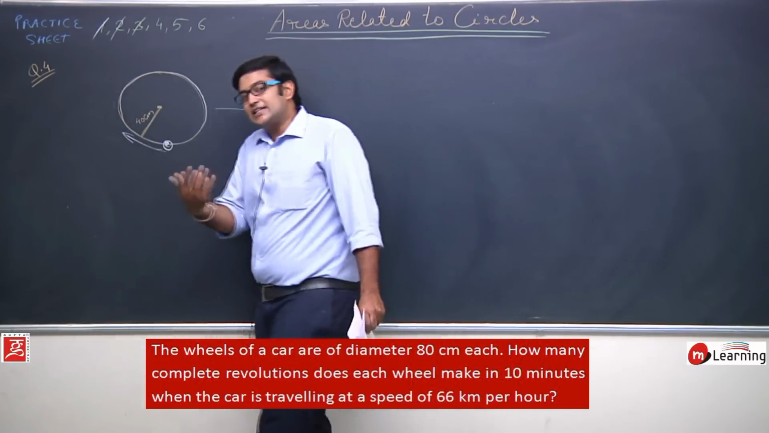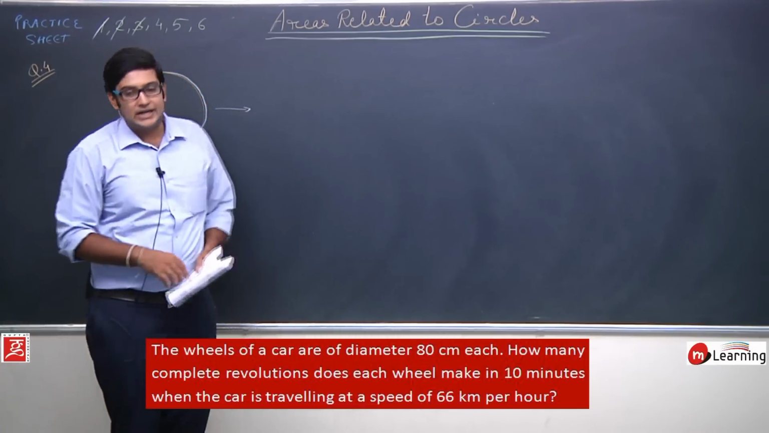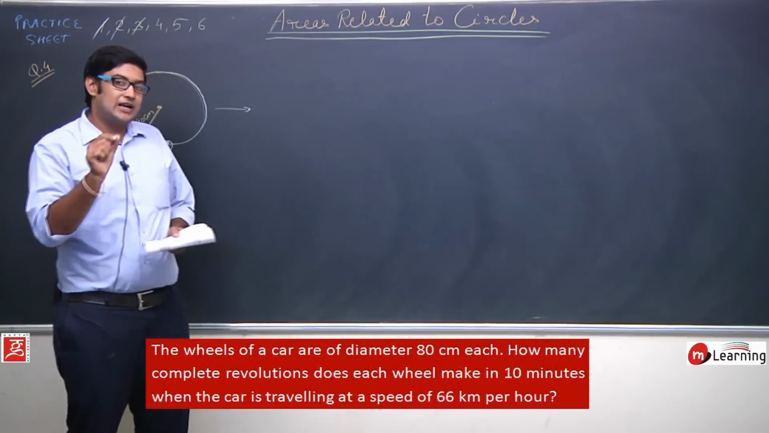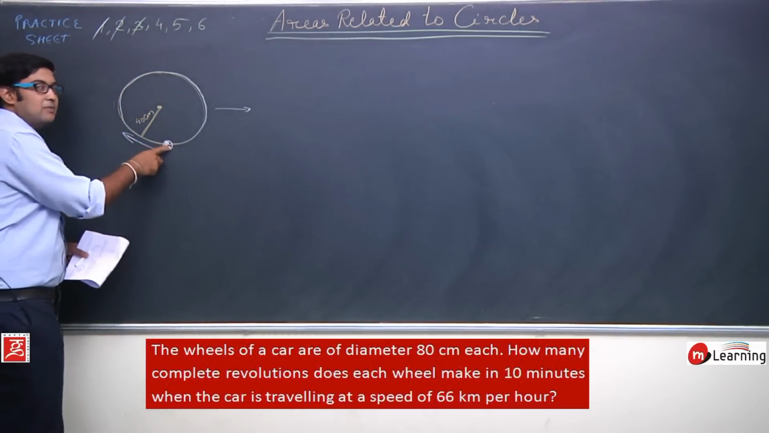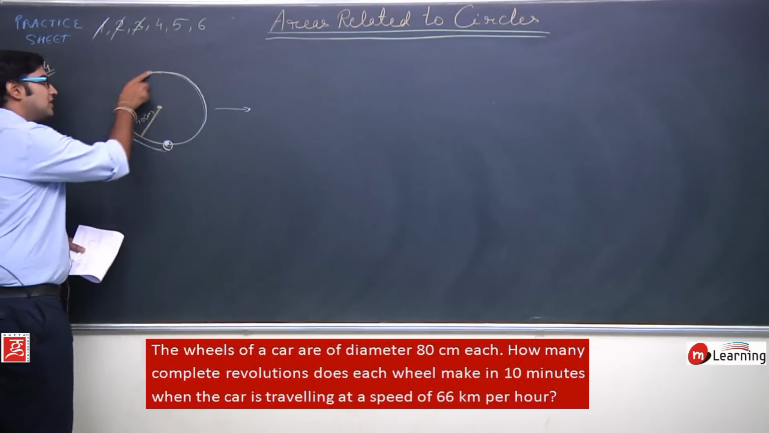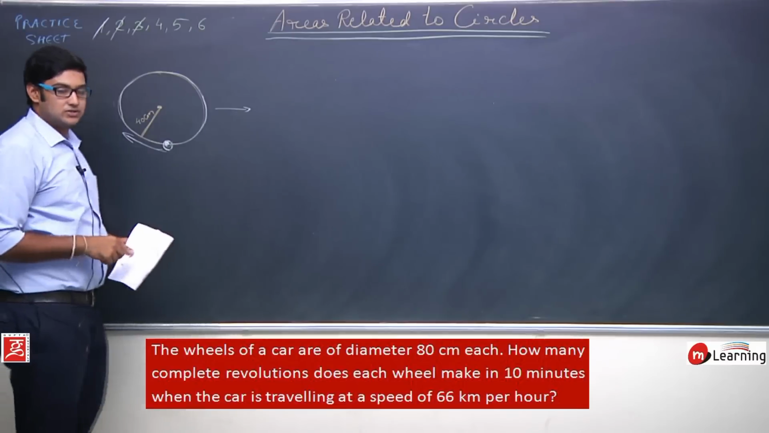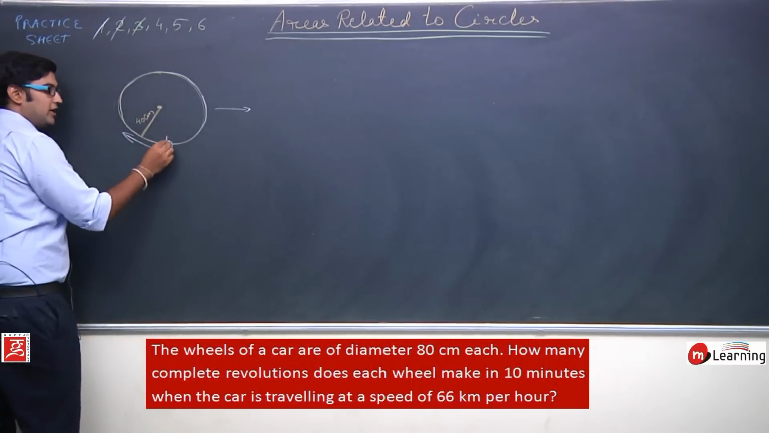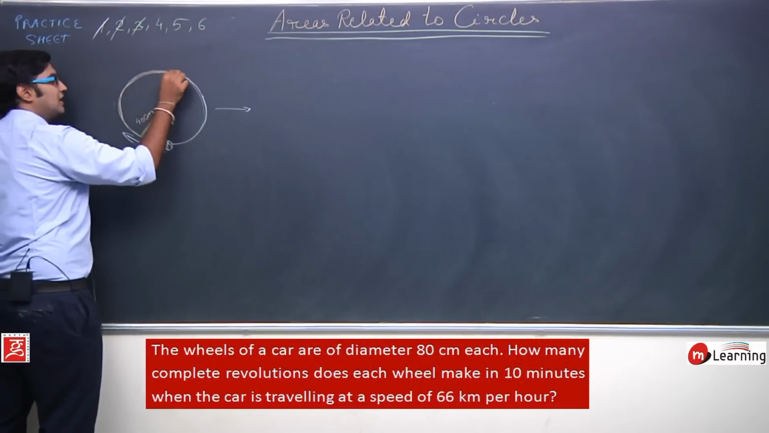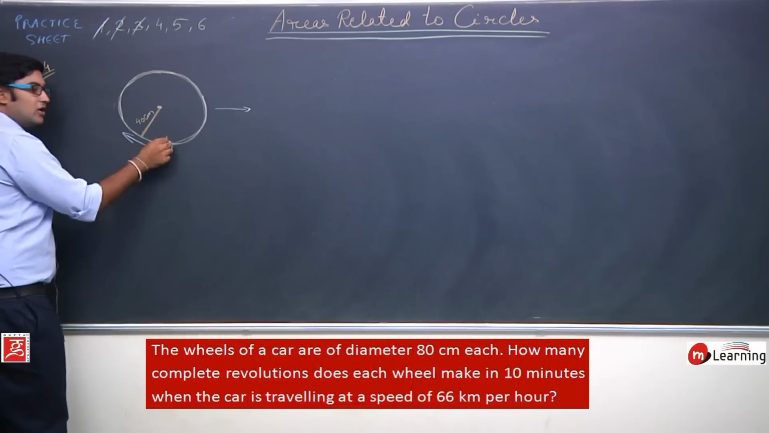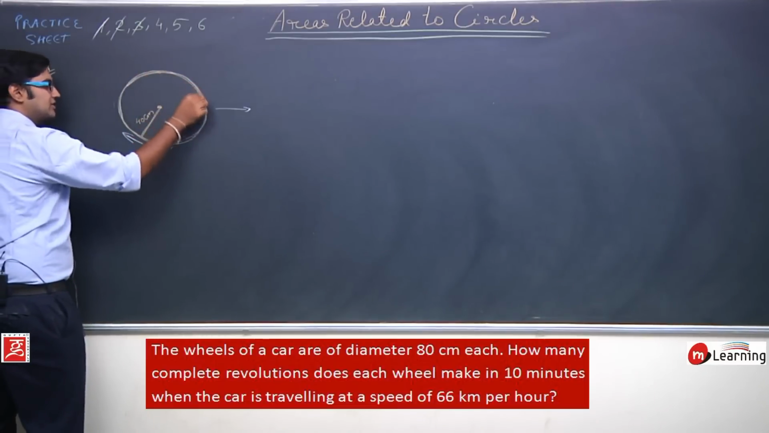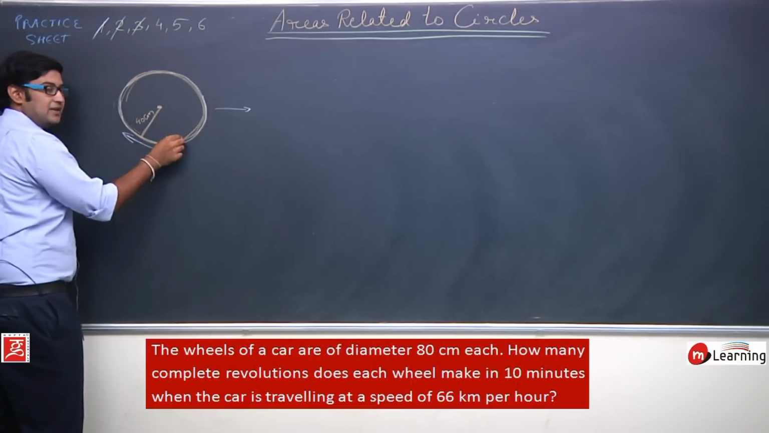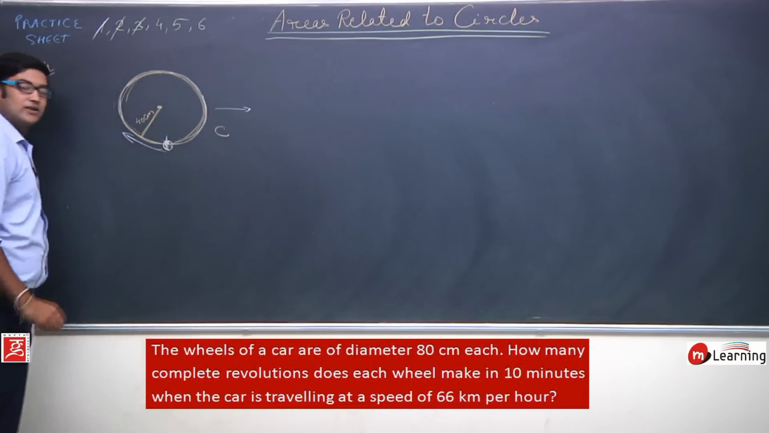Then again I will say, yes, one more revolution is completed. Okay, so this is the concept of revolution. Now try to understand how much distance this mark will travel to complete one revolution. Since the mark travels from this point, travels this distance and again comes to the same point, what is the length of this distance? I will say this distance is basically the circumference of the circle.